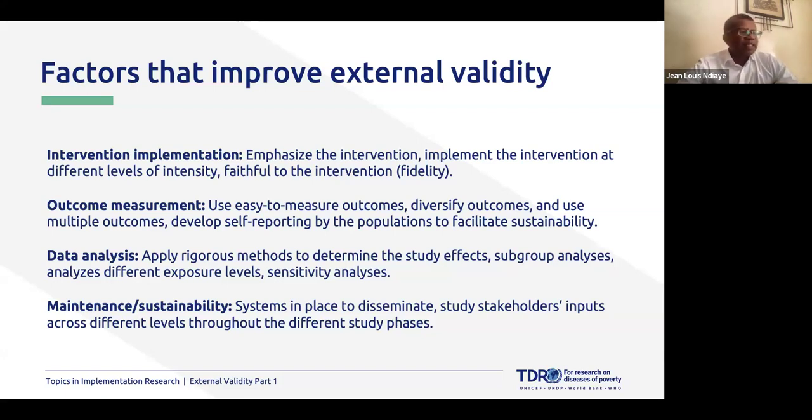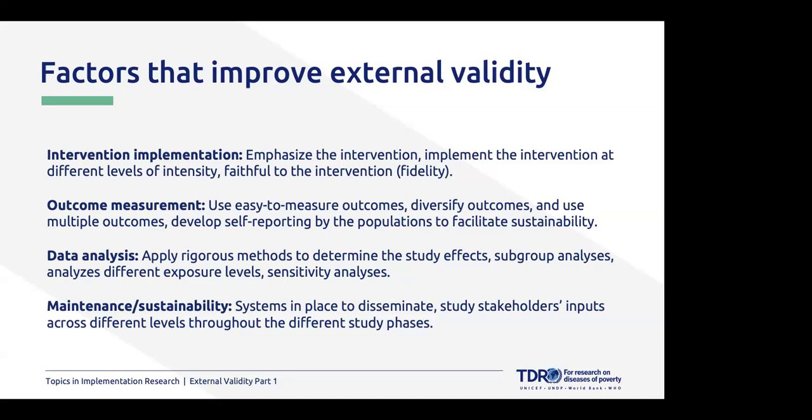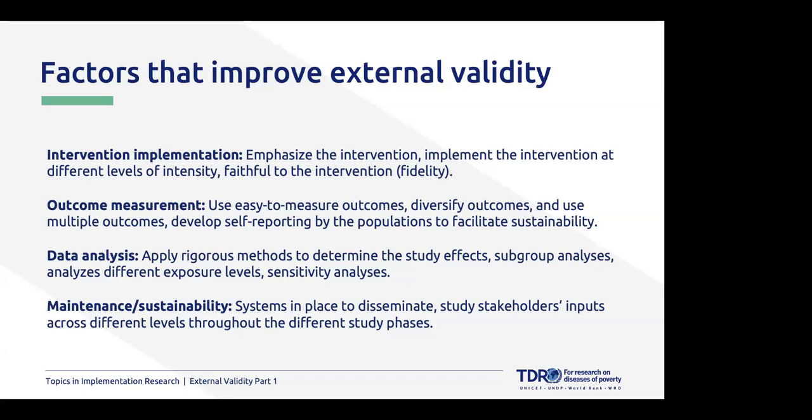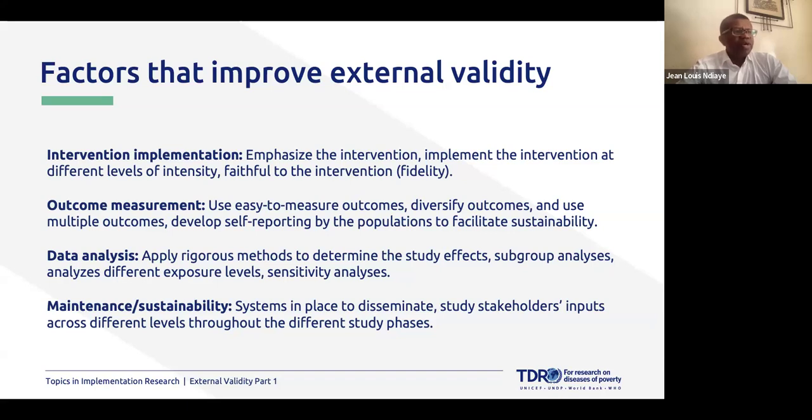But also the maintenance and sustainability, meaning how we can identify the systems that need to be in place for studies to be disseminated and maintained, obtain stakeholder input across the different levels of the studies, identify existing communication channels, and develop different products that can be used to describe the added value of the study to future adopters, to the communities, and the end users. So these are the factors that improve external validity.